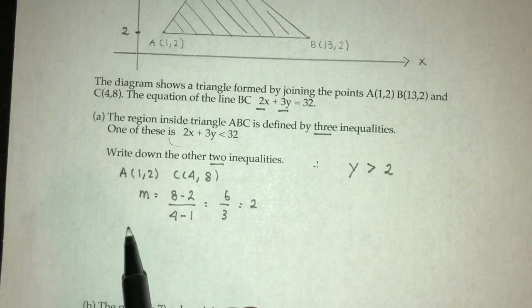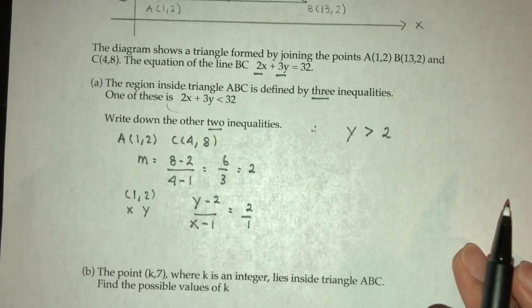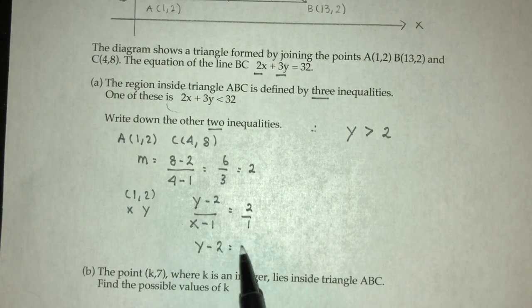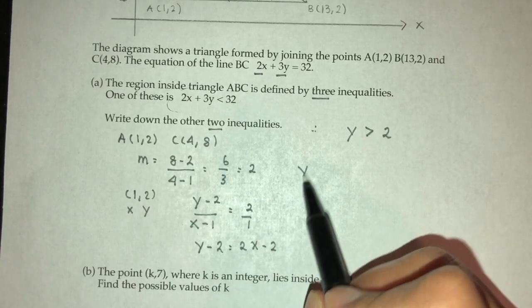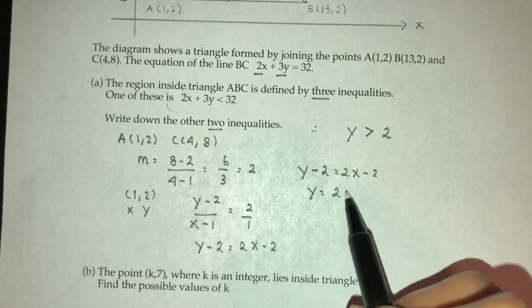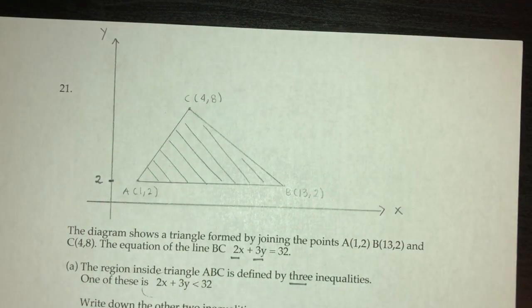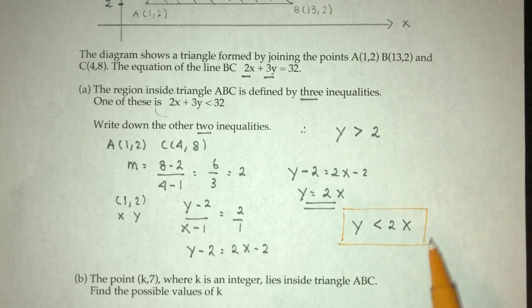That will be 2. Now you have to use a point here to find the equation. Y minus 2 over x minus 1 is equal to the value of 2. Cross multiply, you will have y minus 2 is 2x minus 2. So y is equal to 2x. That is your equation, but it has to be below the line. So you must have y is less than 2x. So this is the inequality defining that region.